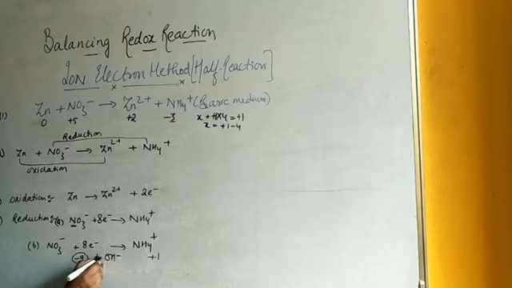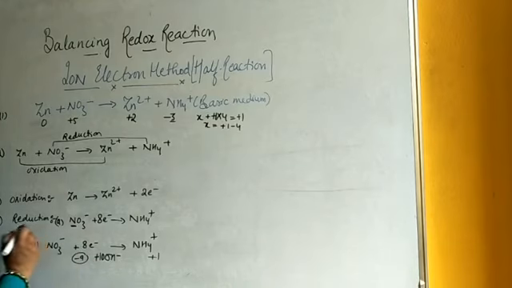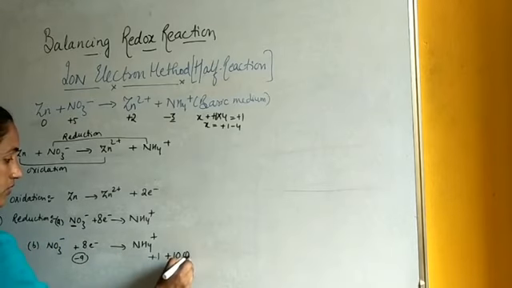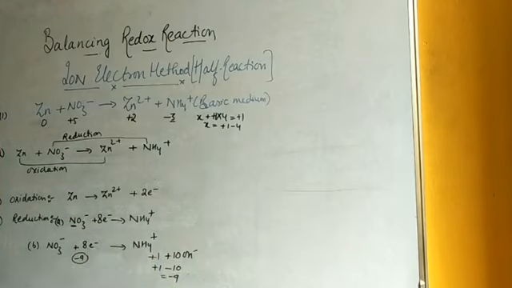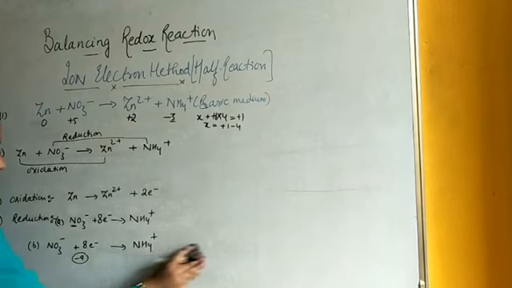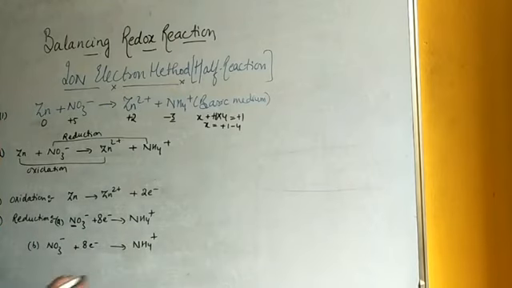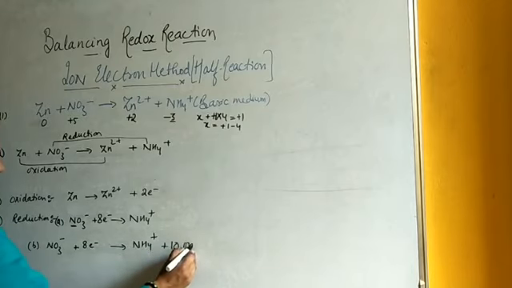How many OH negative can we add here so that the charge comes to be balanced? We have to add 10 OH negative, right? So you will add here 10 OH negative. When you add 10 OH negative, it is plus 1 and minus 10, so you are getting minus 9. So that means you will add OH negative on which side? On the right hand side. So I am adding here 10 OH negative.